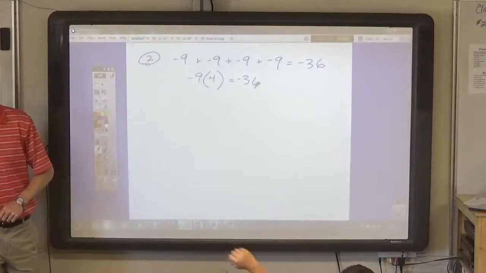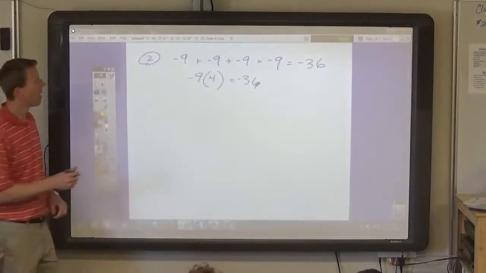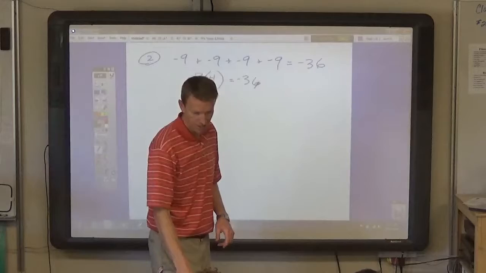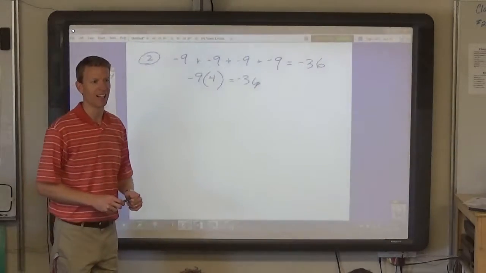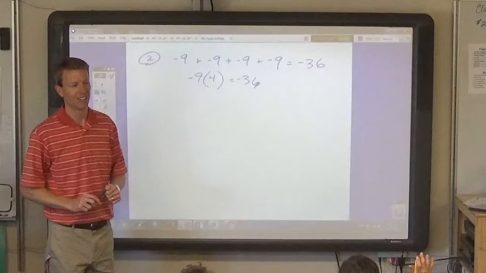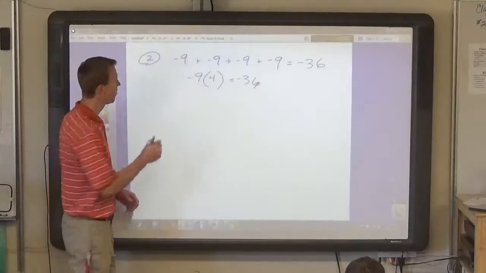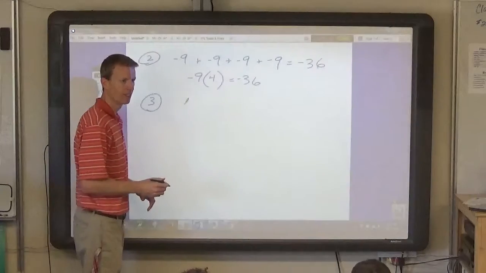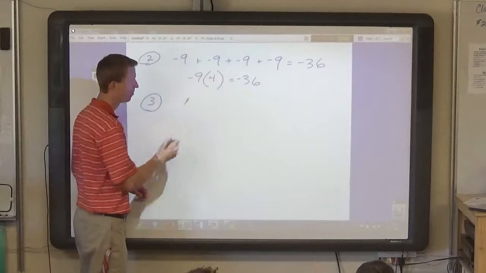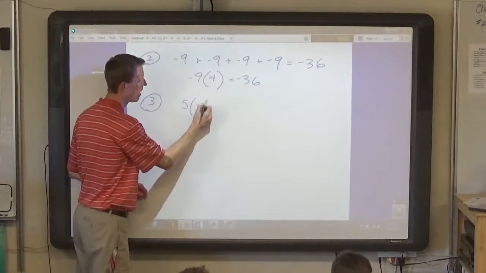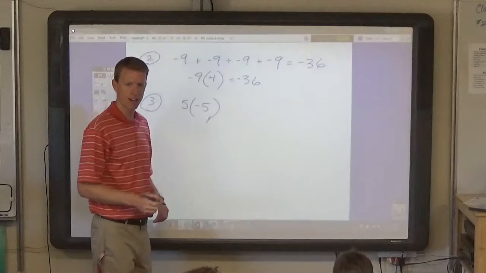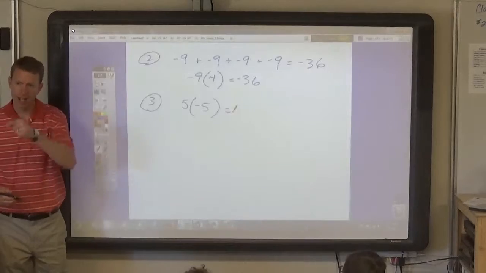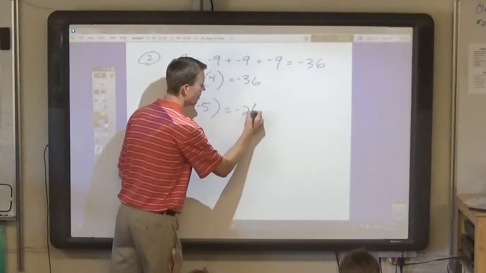Number 3. Negative 5 times negative 5 times negative 5 times negative 5 times negative 5. How many negative 5s is that? Yep, 5 negative 5s. So to write it as multiplication, right, 5 times negative 5, or negative 5 times 5. And what is that answer? Nate? Negative 25. Yep.